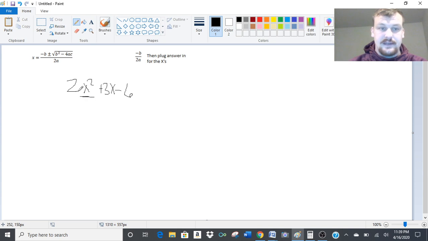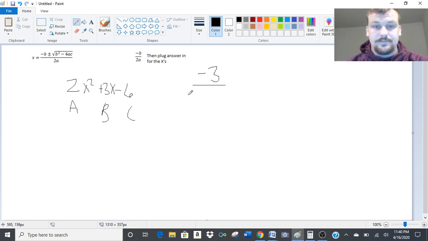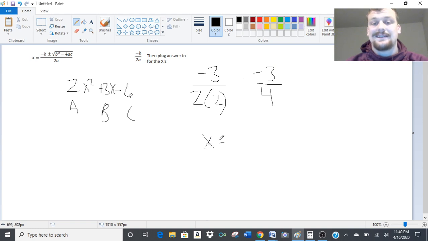Anytime you see the x squared, the number right beside it is the a. Anytime it's just one variable, nothing squared, that's always b, and that's always c. For this one, there's no c, so the negative 6 is just about useless. But think of it as negative b, or I mean, the opposite of b. So it would be negative 3 over 2 times 2. This would turn into negative 3 over 2 times 2 is 4, so x equals negative 3/4.